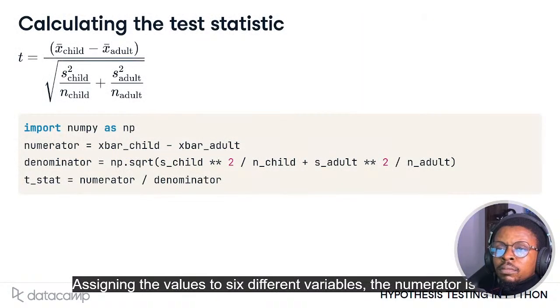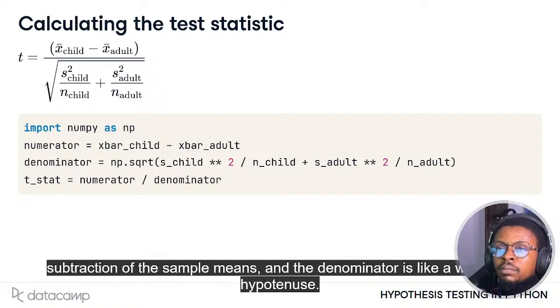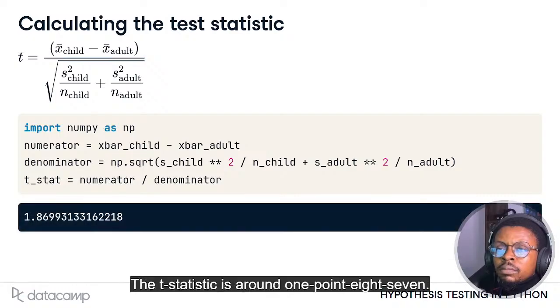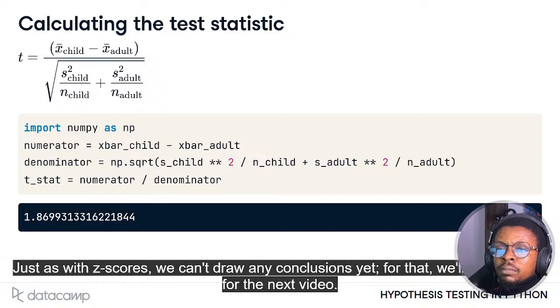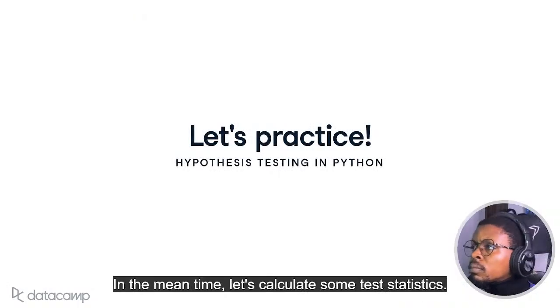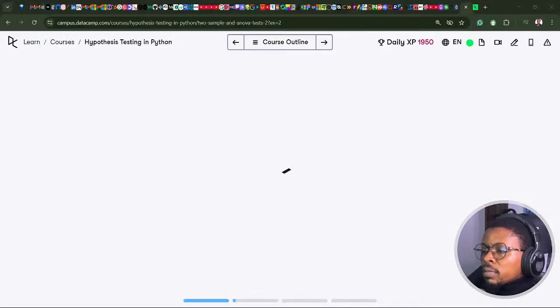Assigning the values to 6 different variables, the numerator is a subtraction of the sample means, and the denominator is like a weighted hypotenuse. The t-statistic is around 1.87. Just as with z-scores, we can't draw any conclusions yet. For that, we'll need to wait for the next video. In the meantime, let's calculate some test statistics.